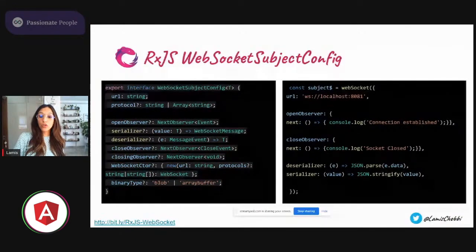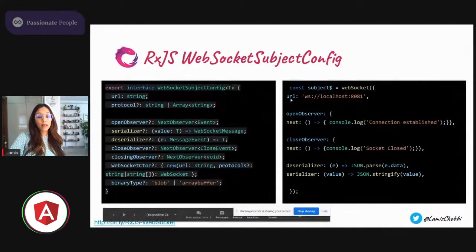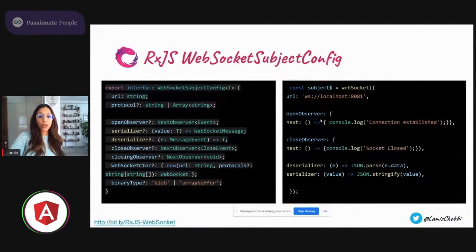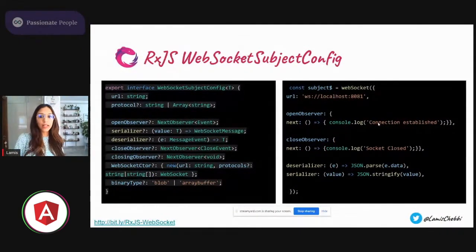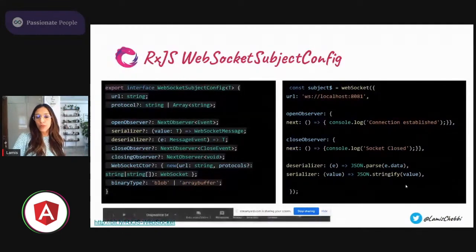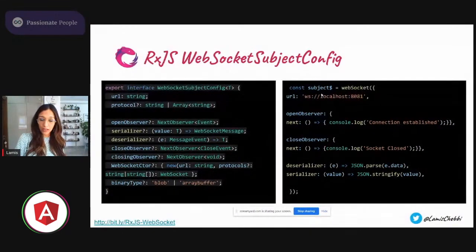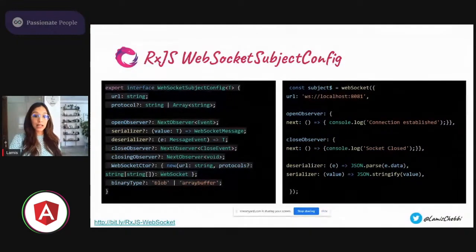Here I was using the second way to create the WebSocket subject. I provide an object which has a URL key. Here you have the WebSocket endpoint. And here are my functions, the open observer and close observer, in which I am just doing a log, to show you an example. But I will show you later in the demo a real world example for this. And for the deserializer and serializer, I kept those by default, but just to show you how you implement it and the spirit behind it. So this is the idea behind the RxJS WebSocket subject config.